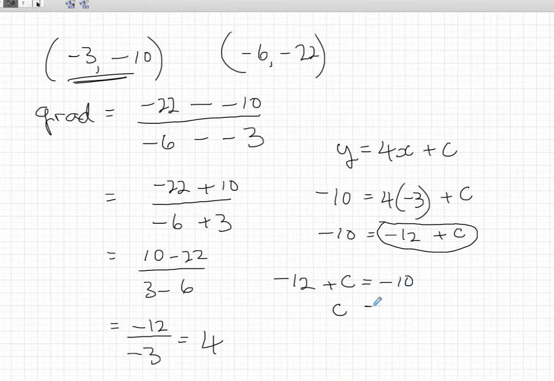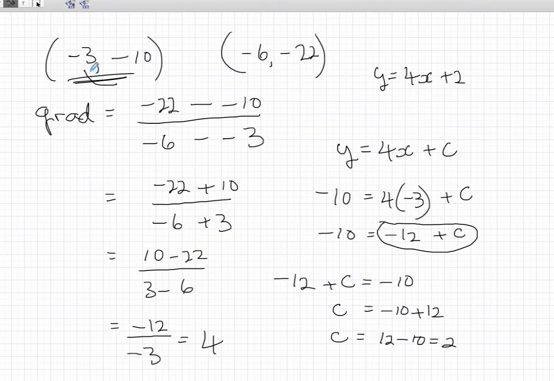So c is equal to minus 10 add 12. So c is equal to, we can swap those round to make it 12 minus 10, which is 2. So that gives us the final answer that y is equal to 4x, because that's the gradient, 4 is the gradient, plus 2. And we can check.